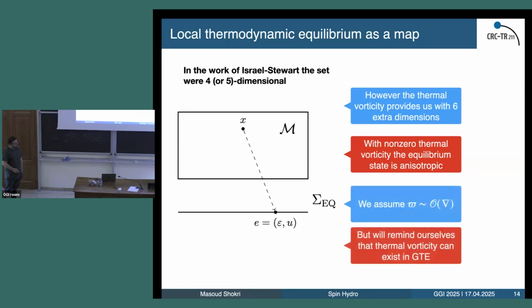And to avoid this, okay, sorry, we will assume that actually thermal vorticity is first order in derivative. But we will remind ourselves always that thermal vorticity can exist in global thermodynamic equilibrium, so we need to take care of a few things for consistency.